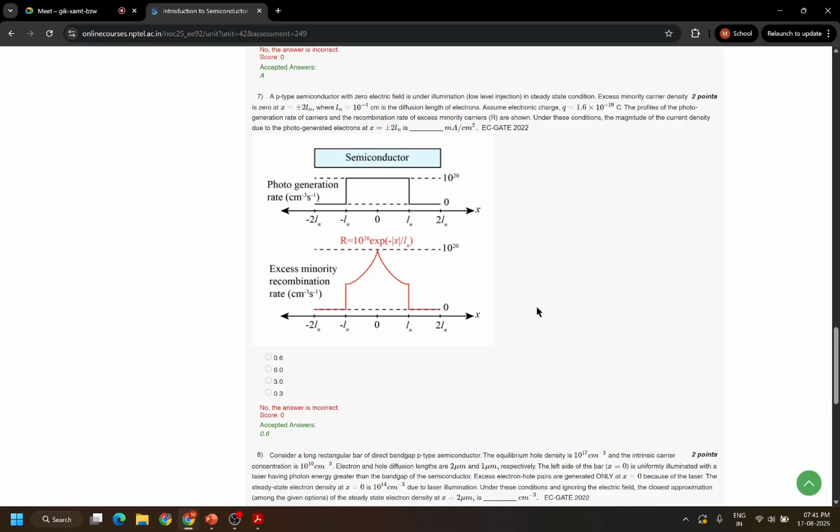So you have steady state conditions. So your delta n by delta t is zero, and the electric field is zero. So there is no drift current. So you only have diffusion current. You will calculate your current density from that.